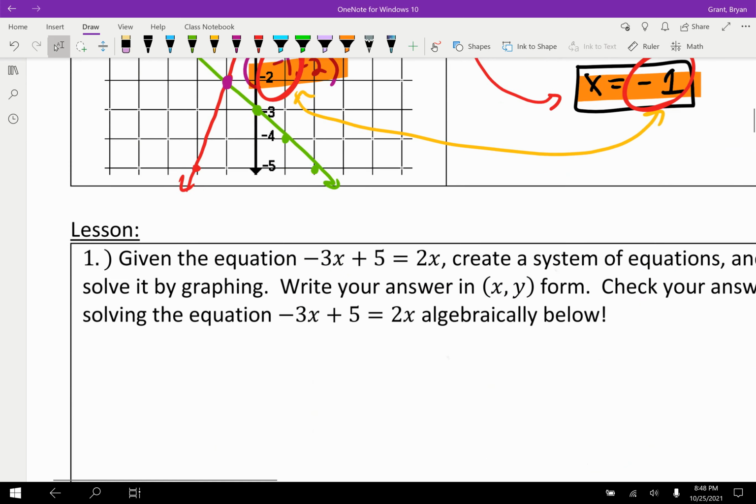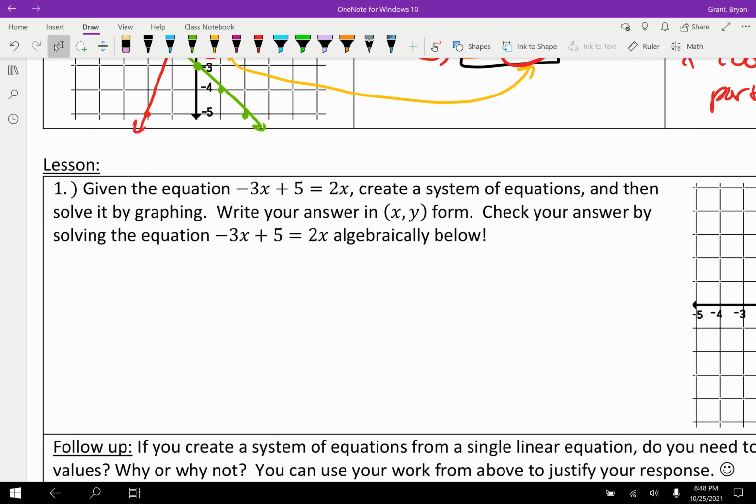So let's look at another example down into our lesson. Given the equation negative 3x plus 5 equals 2x, create a system of equations and then solve it by graphing. Okay, so this would be like if your teacher asked you to solve negative 3x plus 5 equal to 2x. And you're like, oh no, I don't remember how to solve this. But never fear, systems of equations are here.